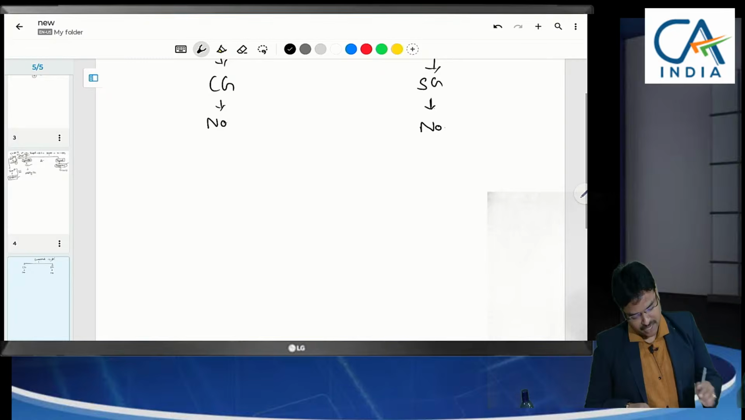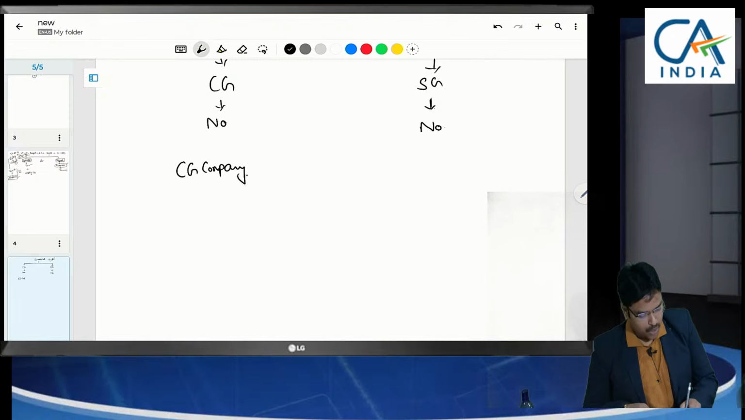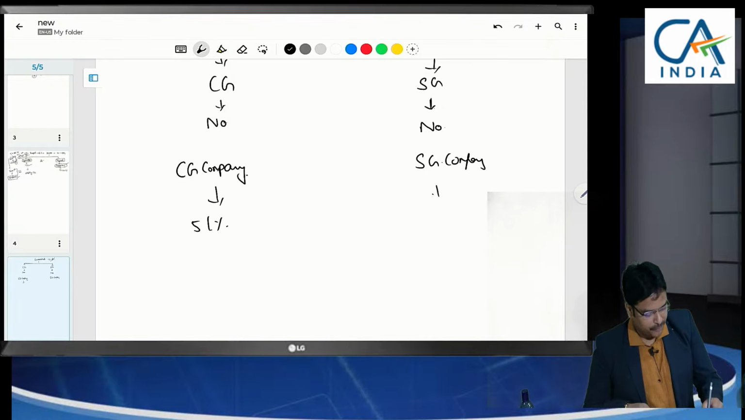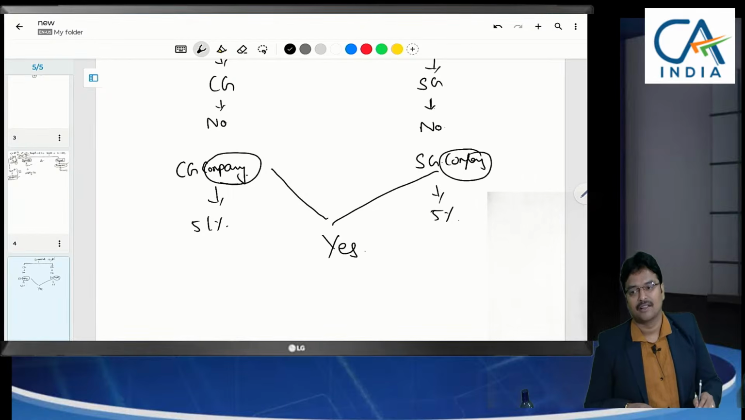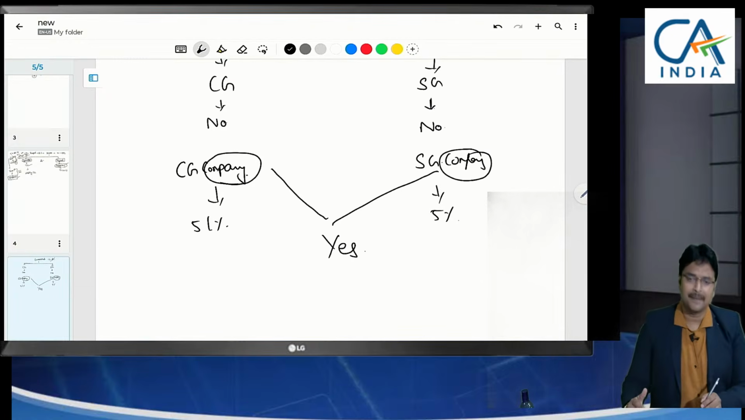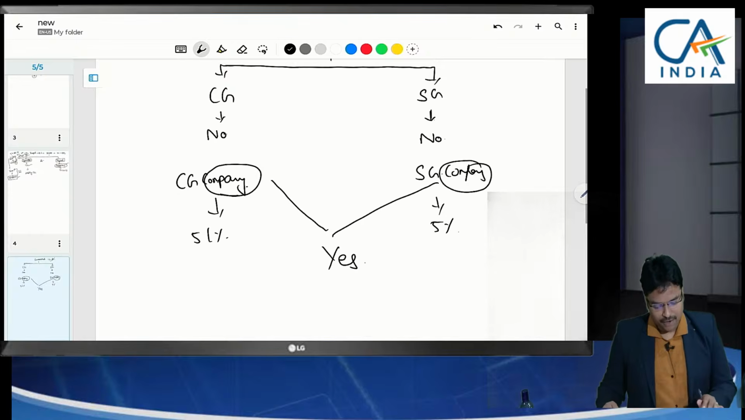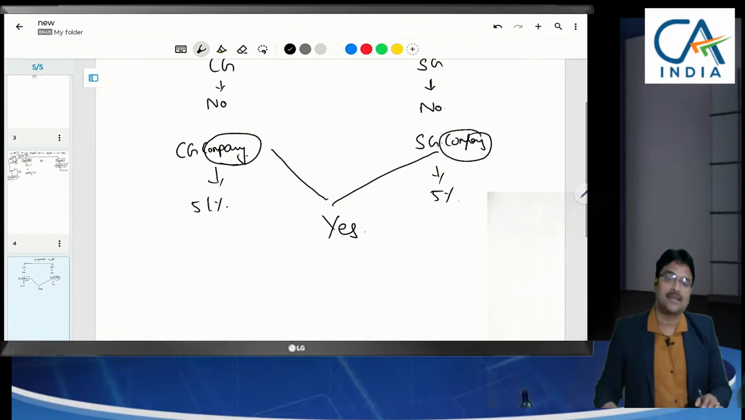But central government companies or state government companies in which government holds minimum 51% capital, whether these companies should pay income tax? Answer is yes. Those companies are persons only. Company definition it was there. Company is included in person definition. Government need not pay income tax, but government companies need to pay income tax.